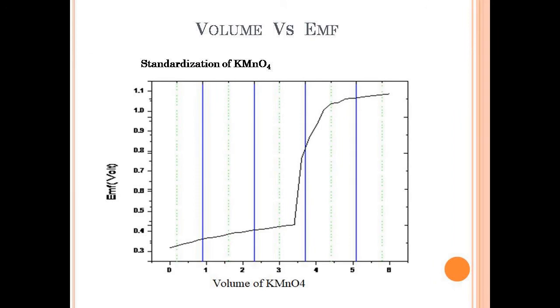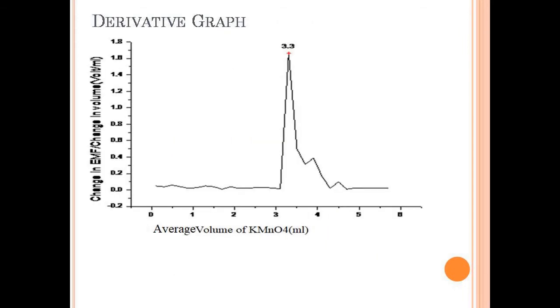From the observation, we have to draw the graph between volume of KMnO4 added and the EMF for titration 1. From the graph, it is uncertain to find the exact endpoint. So, we have to draw a derivative graph between the average volume of KMnO4 and delta E divided by delta V.